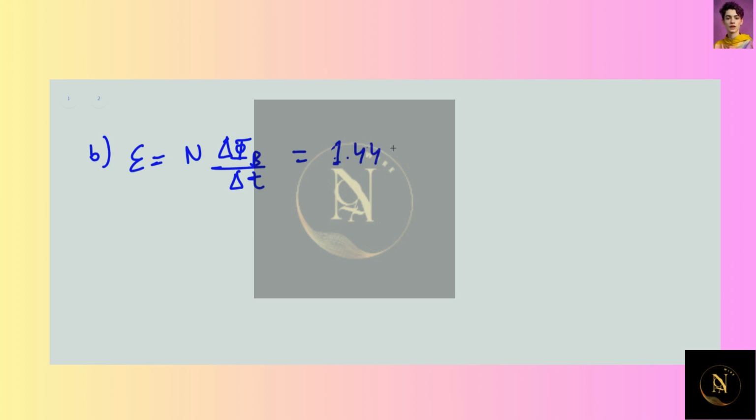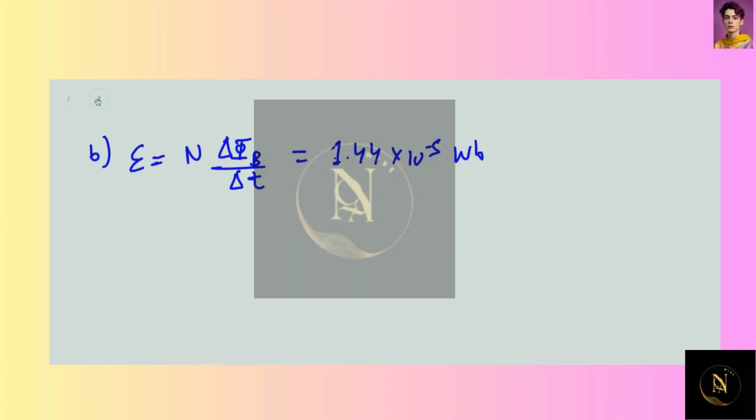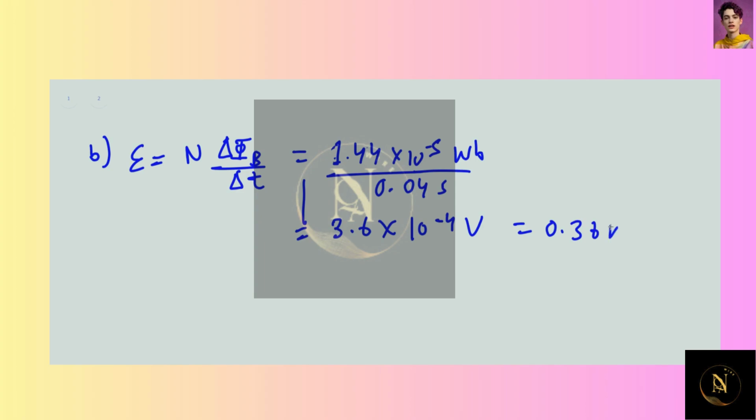1.44 times 10 to the negative 5 Webers. That's the change in flux. As you can see, that minus 0 is that. And so that divided by 0.04 seconds, which is the time taken for the rotation, that's equal to 3.6 times 10 to the negative 4 volts, or 0.36 millivolts.